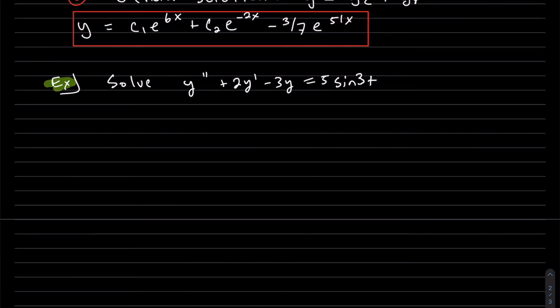Okay, so here's our next example. So we always start off with finding yc. So to find yc, we set the left side equal to 0.